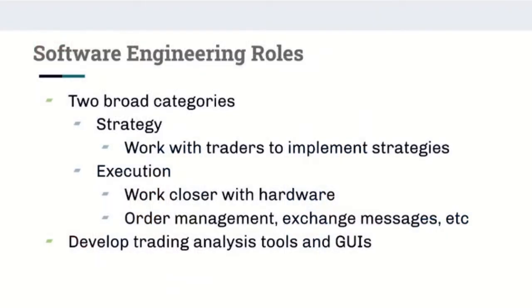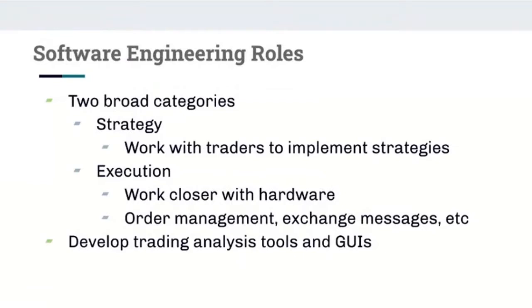So developers are responsible for building up the infrastructure of the trading system. There are two broad categories of what you might do. There's your strategy side, which is you're working with the traders and the quants to implement the trading strategies.